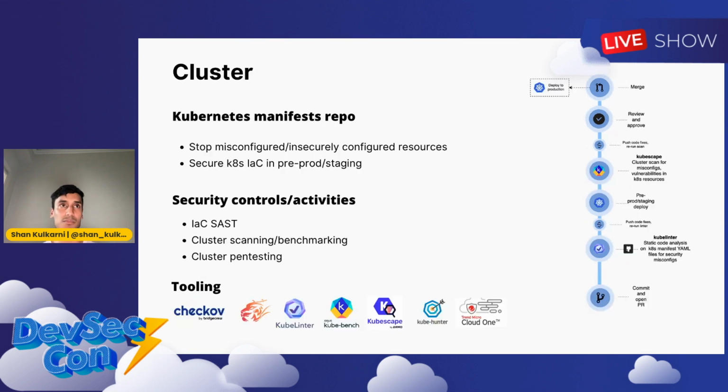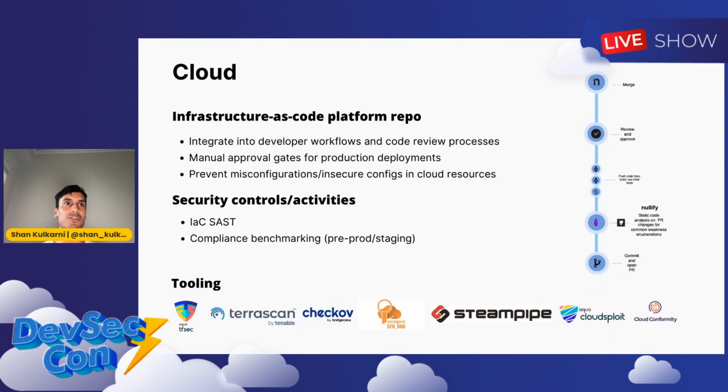You usually have a combined repo with your manifest repo, but if you have a separate repo, make sure you're running IaC SAST like Checkov, TFSec, or CFN-Nag, and making sure you're not deploying any infrastructure as code that is insecure by default.